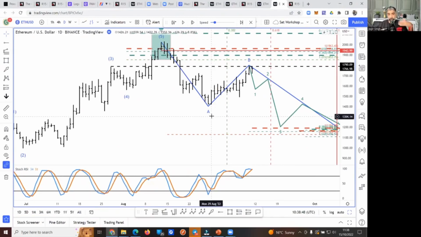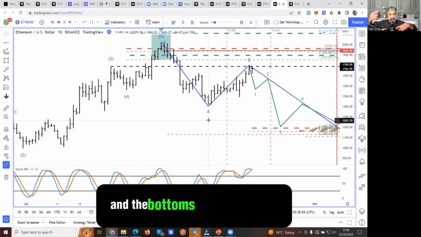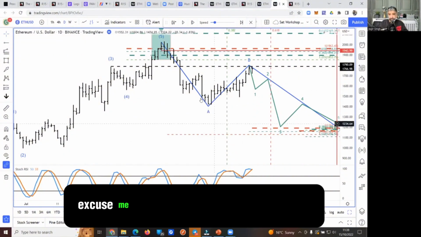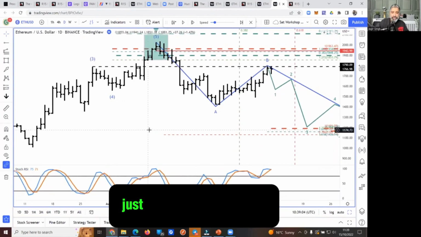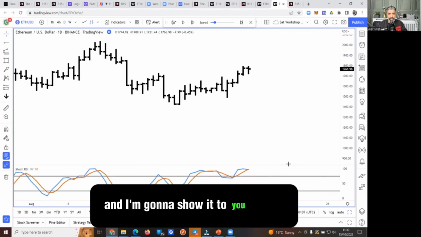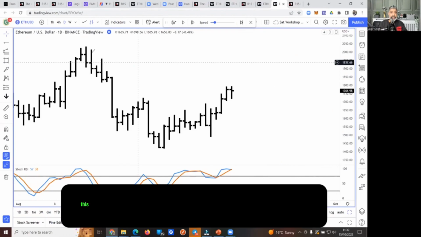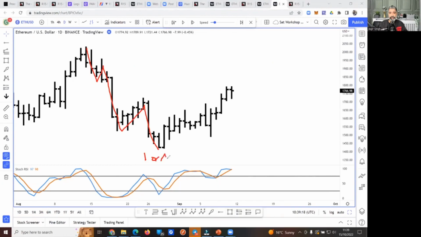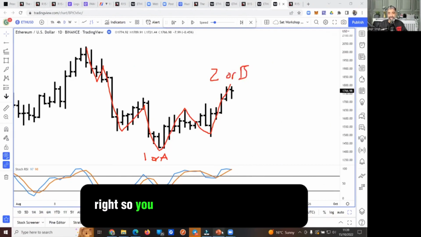Now I'm just going to quickly show you one last thing, but I'm going to do it quite fast. Remember I said the reverse is true for the downside, where the tops become the bottoms and the bottoms become the tops. Let me just show it to you like this. This over here is a 1, 2, 3, 4, 5 of a wave 1 or A. This is an A, B, C of a 2 or B. Right, so you see the similarity.